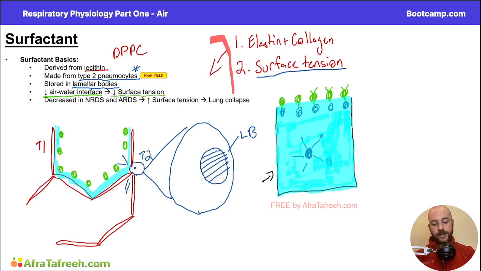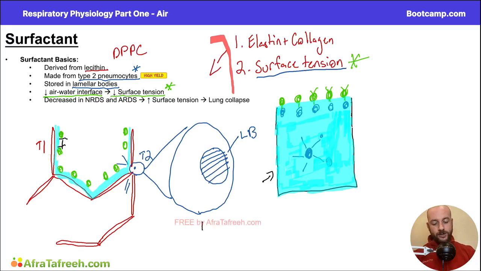And so that's one of the really high yield things that you need to know about surfactant, is that it decreases surface tension. And we just said that surface tension is a collapsing force. Surfactant, therefore, decreases the tendency for alveoli to collapse. Now, just as an aside here, I illustrated in the diagram that there are these tiny gaps between the surfactant, and so it's not eliminating all air-water interface, it's just decreasing air-water interface.